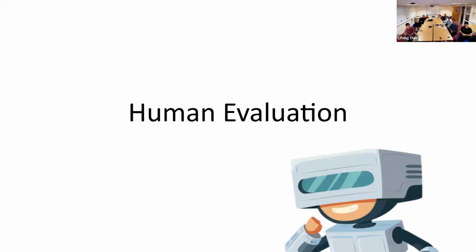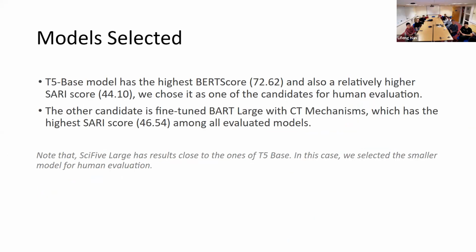Okay, let's move to human evaluation. Based on the automatic evaluation we got before, we chose the T5 base and the BART large with control tokens. We got a BERTScore of 72 and a SARI score of 44 from T5 base, and for the BART large with control tokens, yes. So what do you mean here by human evaluation?